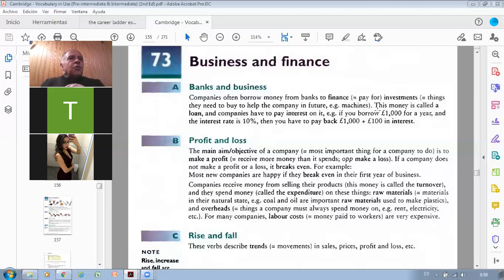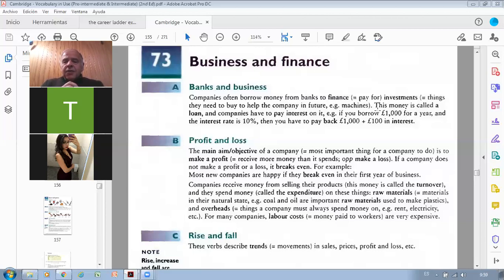Es como cuando te dice raw, por ejemplo, raw meat. ¿Qué es lo que significa raw meat? Carne cruda. Carne cruda, ¿ya? Los raw materials son materiales crudos, en crudo, no han sido trabajados, ¿ya? So, an industry or a factory needs raw materials, yeah, which are materials in their natural state, yeah, and overheads.